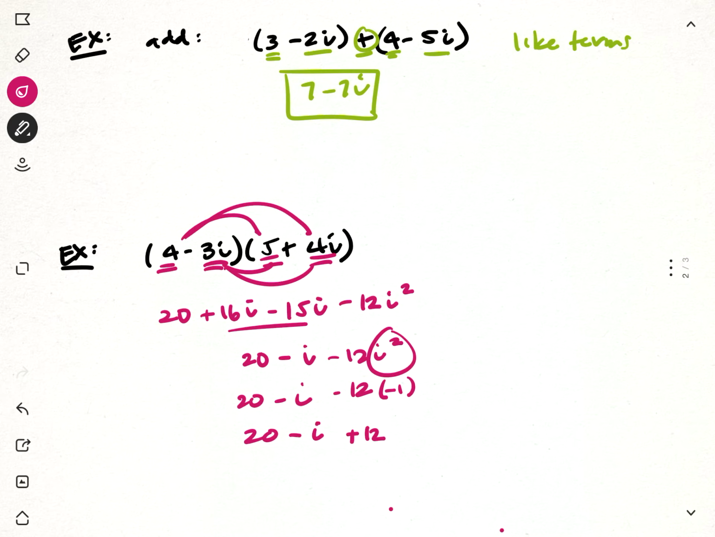And I'm just showing all my steps here. You don't have to when you guys are doing it. So we have the 20 and the 12 now that are like terms. So 20 plus 12 is 32 plus i. Okay, so just remember that i squared is equal to -1, and then go forward from there and simplify.